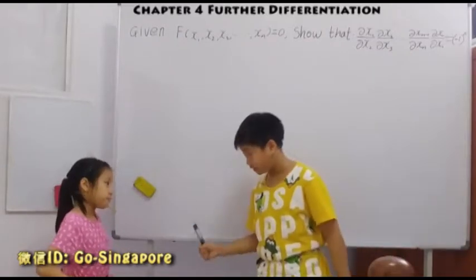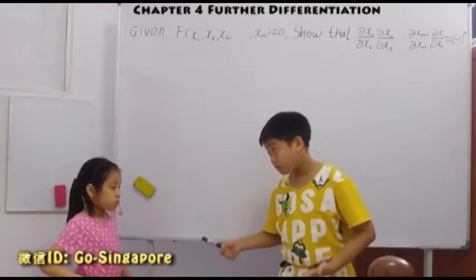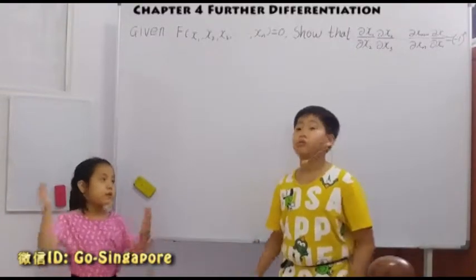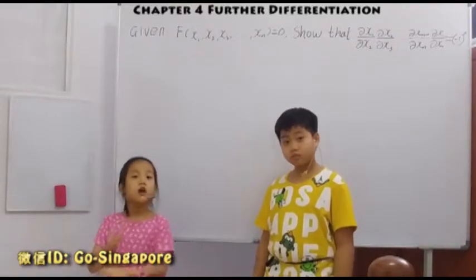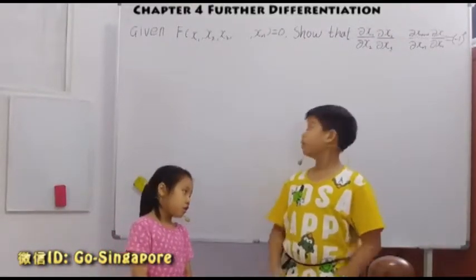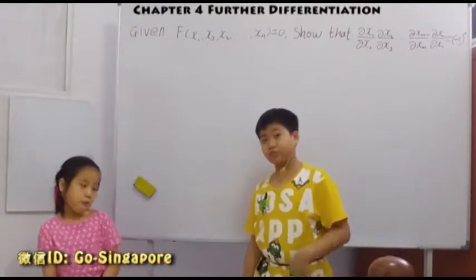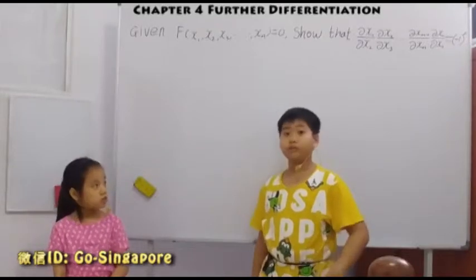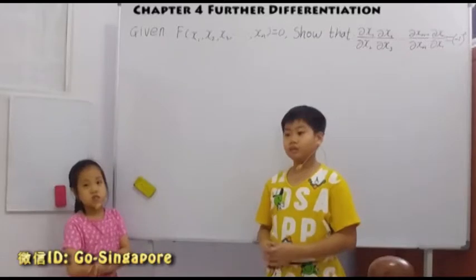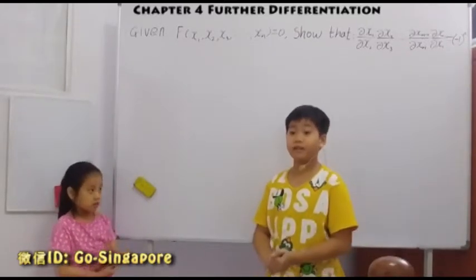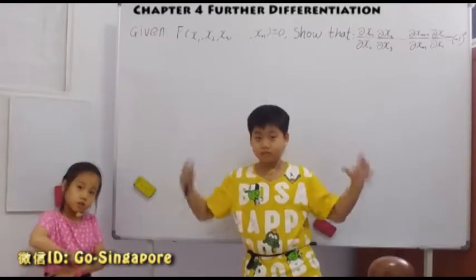Remember, it's a function. Okay? It can be a composite function. It also may not be a composite function. And the last few times it was two variables, and three and four. So n variables, yes, it can be infinity. Okay. I will use the chain rule.